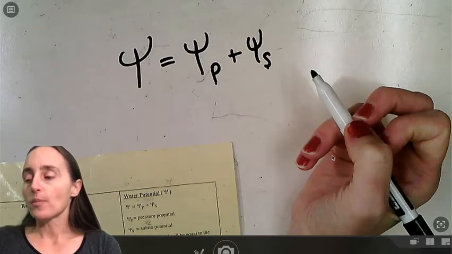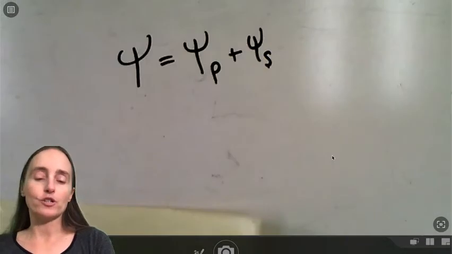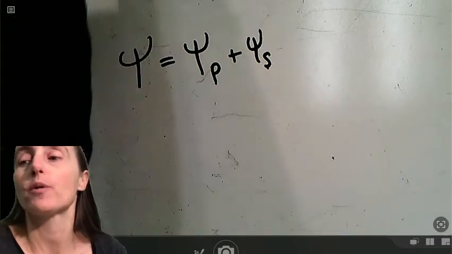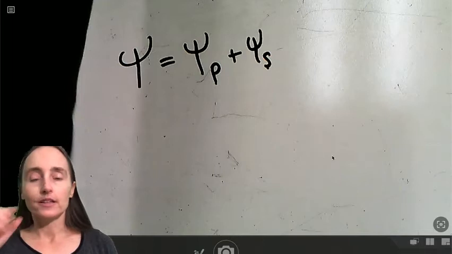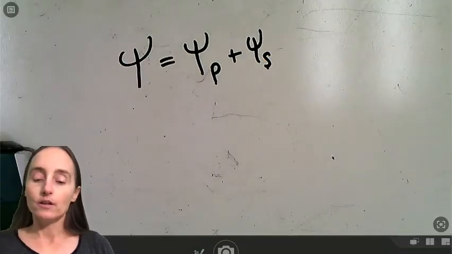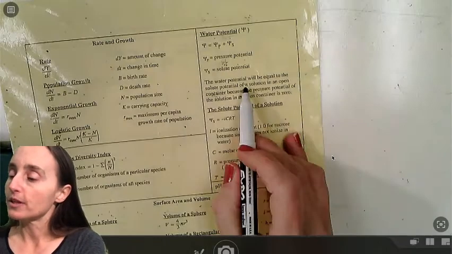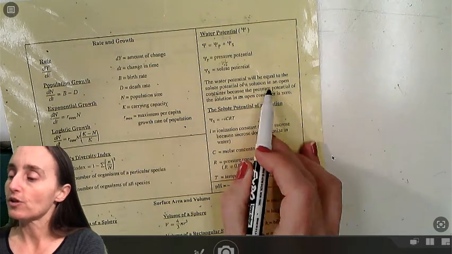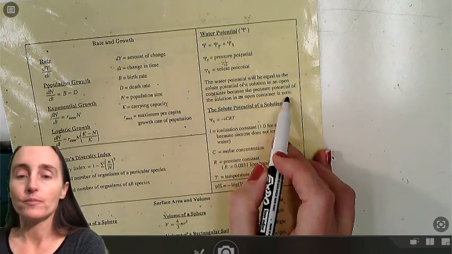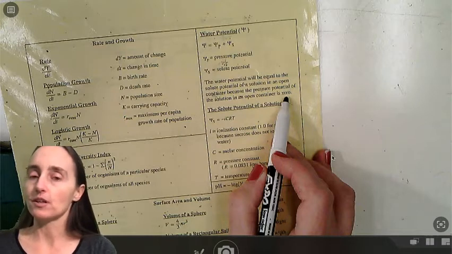Now, most of our problems, pressure potential will be zero because atmospheric pressure, like pressure in the atmosphere, that's just zero. And so if you're working with an open container or anything like that, your pressure potential is zero. And we'll look at that in just a second. Now, it says right here, if you want to read, the water potential will be equal to the solute potential of a solution in an open container because the pressure potential of a solution in an open container is zero. So it actually says that on there if you care to read that during a test, which I don't care to read that during a test.